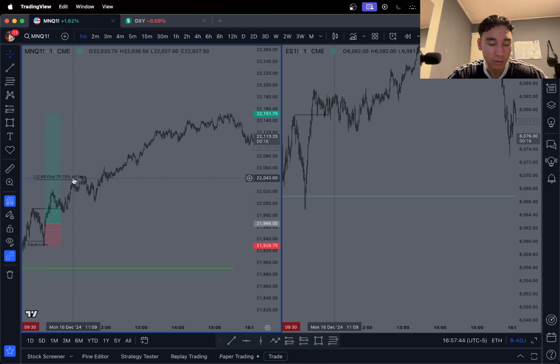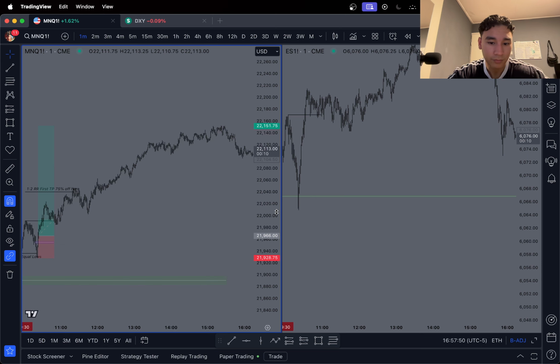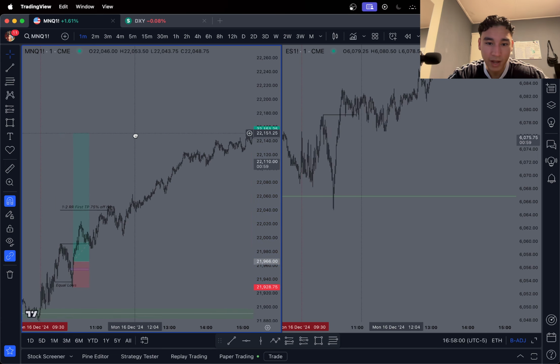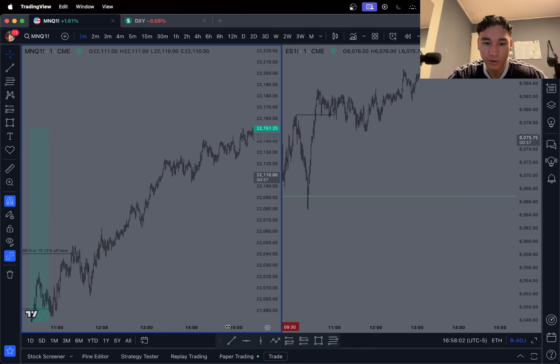So I was in with 4 contracts, 4 micros. I took 3 micros off here, then my 1 micro, I let it run till the 1 to 5. Eventually it didn't get hit. Did it get hit? It did get hit eventually, but I closed the full position at 1508, which I normally do.